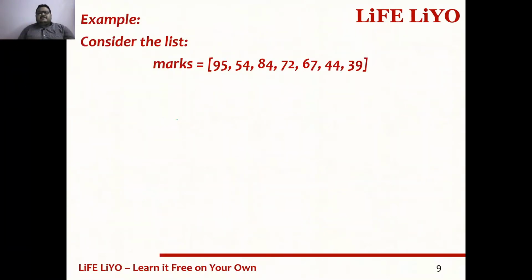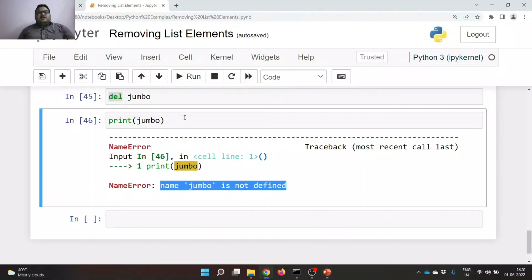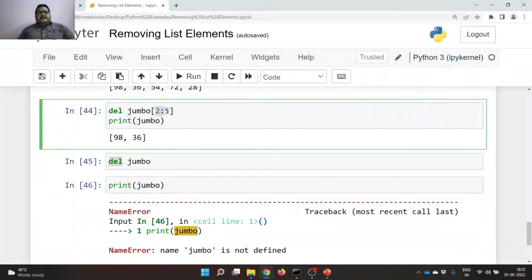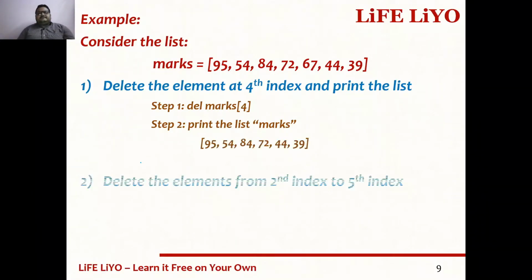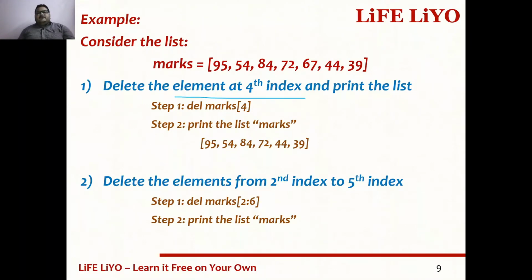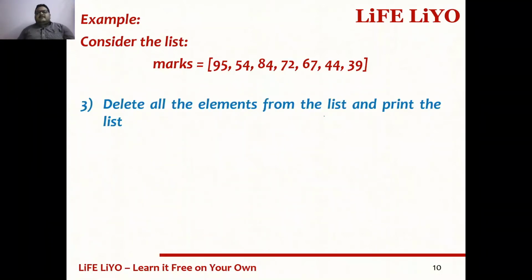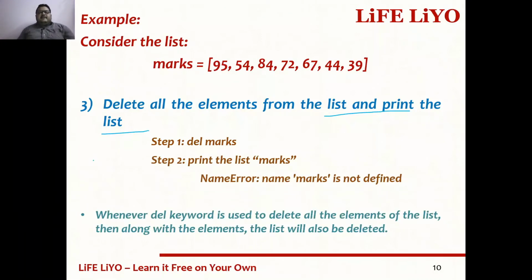They are asking us to consider this list and perform these operations which we have seen here, that is deleting a respective index position, deleting a range of elements and deleting a list. So that is deleting the element at the fourth index and printing the list, deleting the elements from second to fifth index. Next, deleting all the elements from the list and printing the list. So what do we get if we delete the list and try to print? Name error. Whenever the del keyword is used to delete all the elements of the list, along with the elements, the list will also be deleted permanently from the memory.